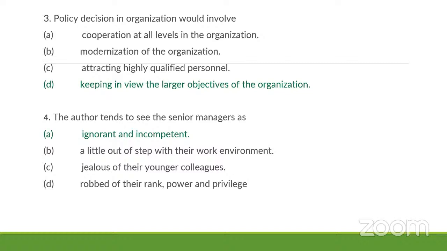Going forward, the third question: policy decisions in organization would involve. This is a question where you can get the answers from the passage itself. This exact line might be given in the passage. So you read through the passage, you will find the line, then you know what the rest of the line is, and you find that from the options given to you. The answer to this question is option D: policy decisions in the organization would involve keeping in view the larger objective of the organization.